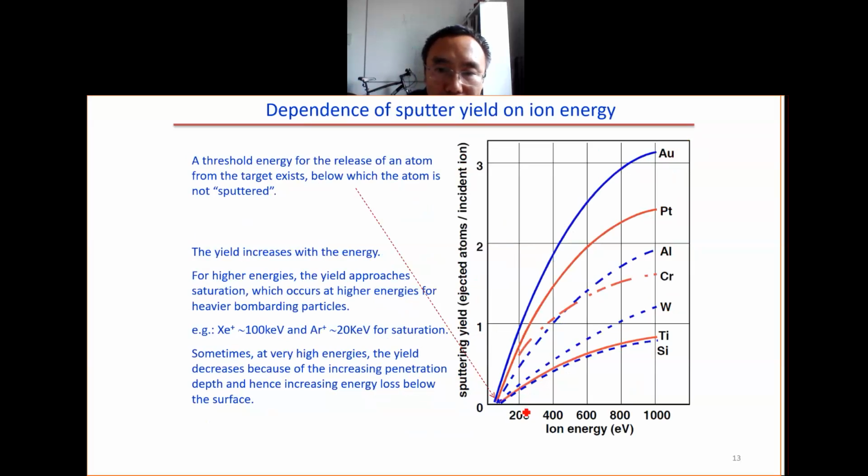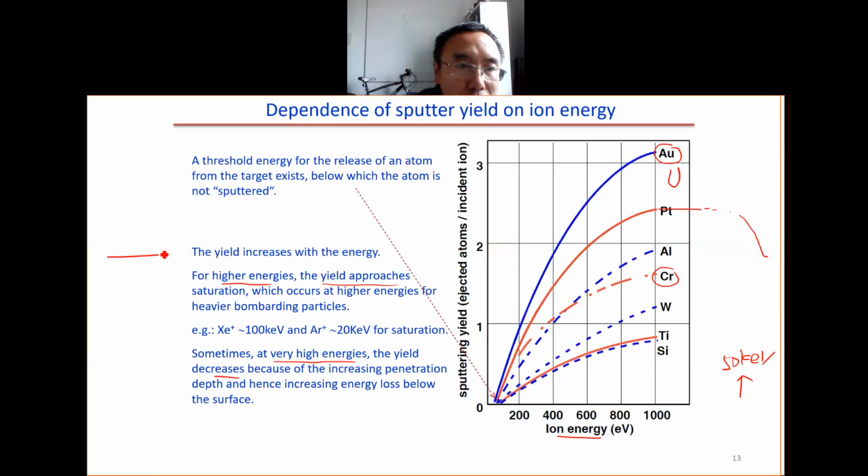So here is the sputtering yield as a function of ion energy. First, higher energy gives you higher yield. Also, as I said, gold has higher yield than chromium because the binding energy of gold is low. If we increase the energy, for higher energies, the yield approaches saturation. The yield becomes saturated. If we keep going to very, very high energies, then the yield will drop, like here maybe at 50 kilo electron volt. At very high energy, the yield will decrease.